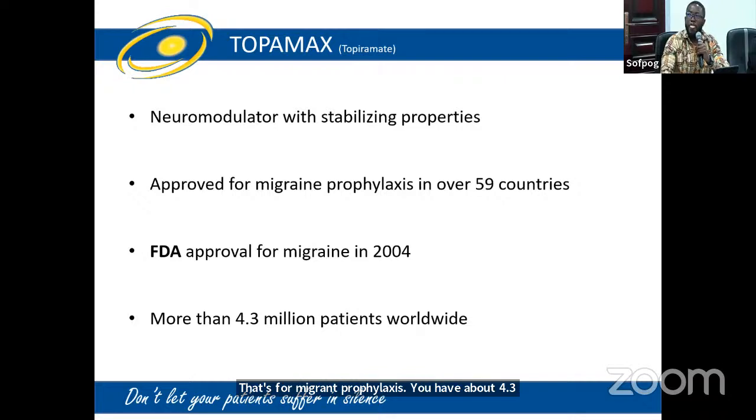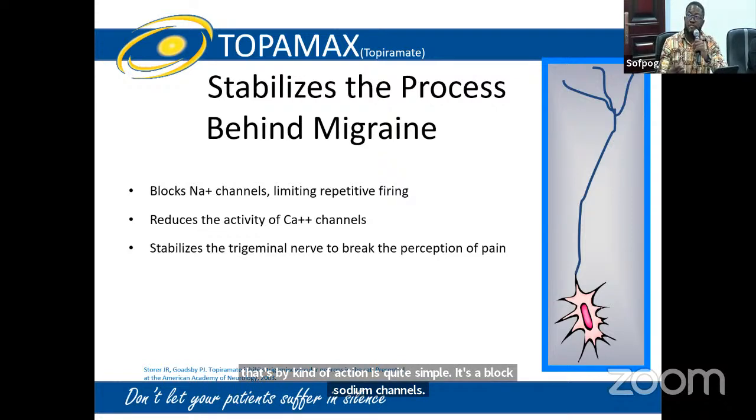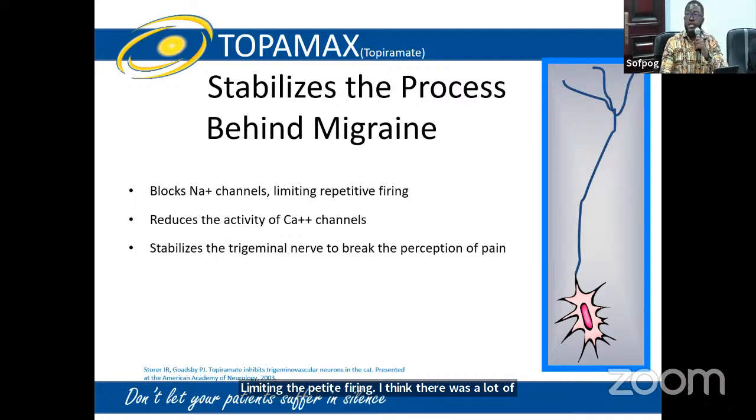So the mechanism of action is quite simple. It blocks sodium channels, limiting repetitive firing. I think there was a lot of mention of the trigeminal nerve. It reduces the activity of calcium channels as well, and it will help stabilize the trigeminal nerve to break the perception of pain. So it is just to reduce the pain or help break the perception of pain. And it is for migraine prophylaxis, not for acute therapy, like Dr. Odlova has already mentioned. It is for prophylaxis.